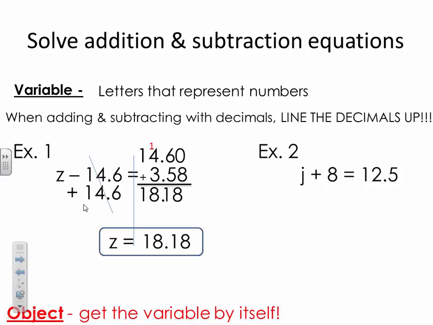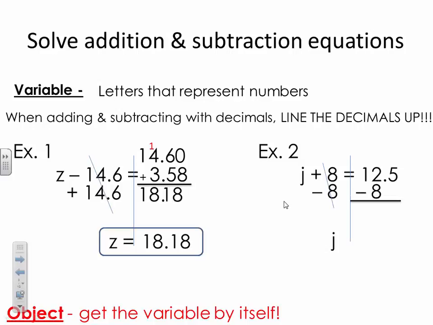All right, last one. You need to hit pause and solve that yourself. Go ahead. So I separate the equation into two sides, left and right. I want to get the j by itself, so I do the opposite of addition, which is subtraction. When I do that, it cancels out the 8, gives me j. That's what we wanted. Whatever you do to one side, you do to the other side.